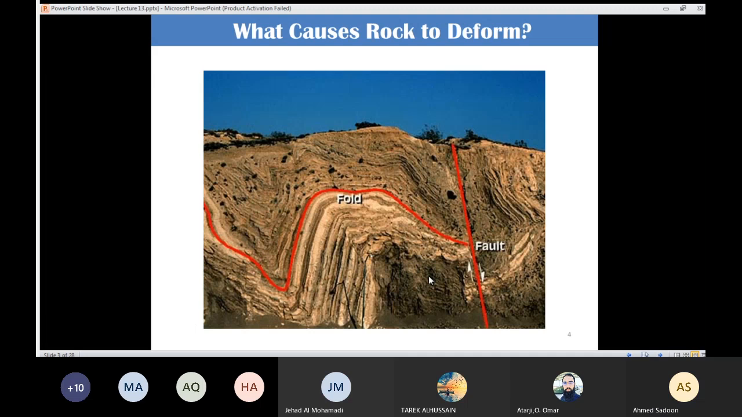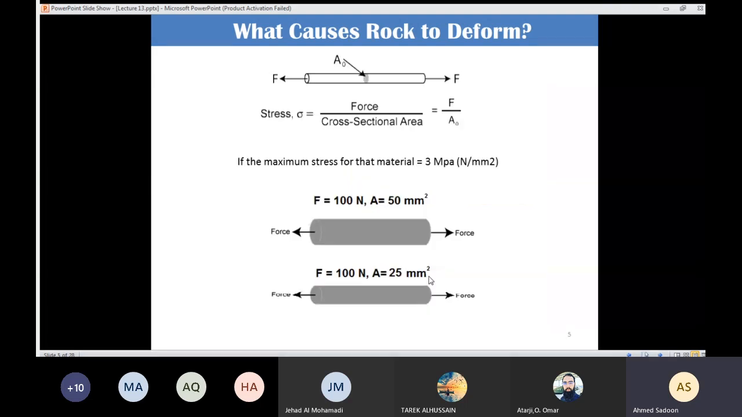Okay? And in order to understand the stresses, I'm going to give you a simple example. First, we need to ask ourselves, why do we need the term stress? So mathematically, stress equals force over the cross-sectional area.